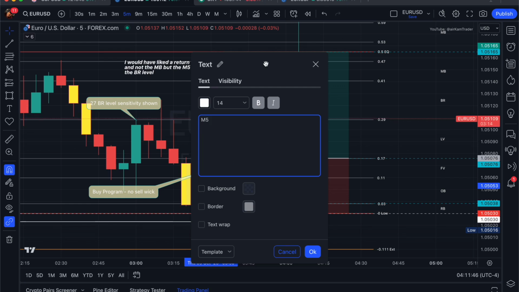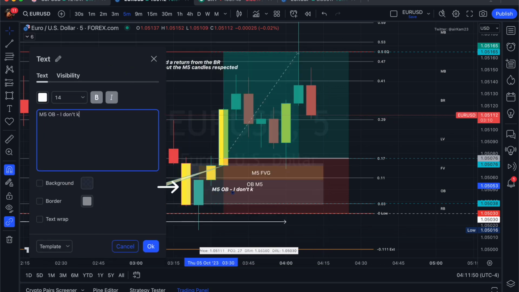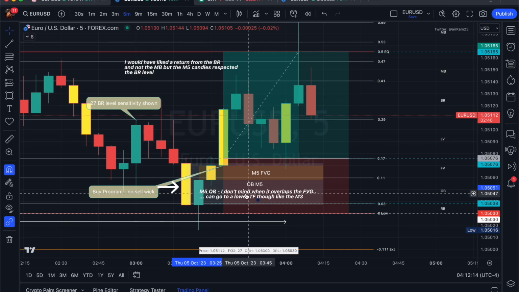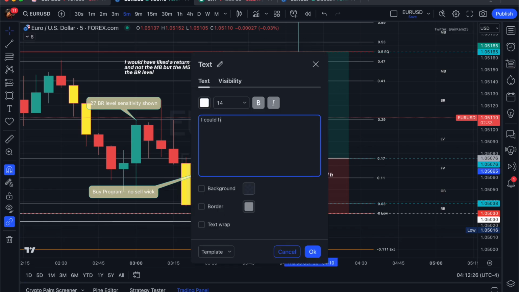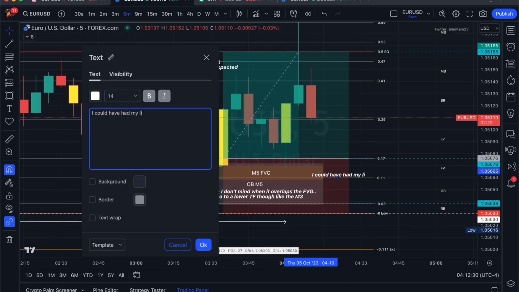We need, on the M5 time frame, an order block that's created by a candle which fills a significant part of the order block GB level. I don't mind if it overlaps and goes slightly into the fair value gap, but I do need that body to significantly cover a big proportion of that order block GB level.